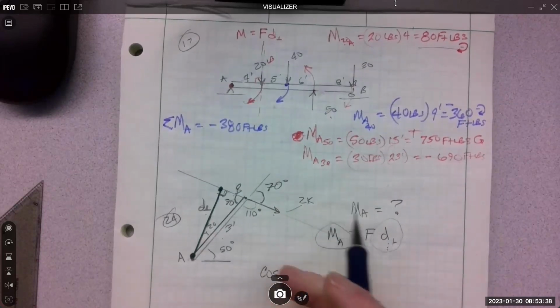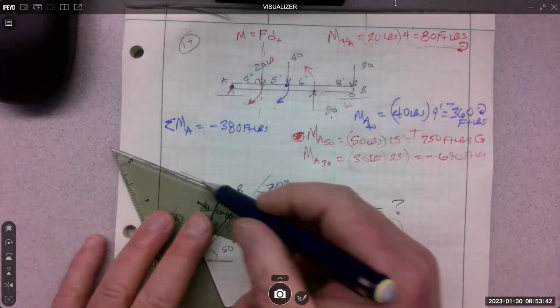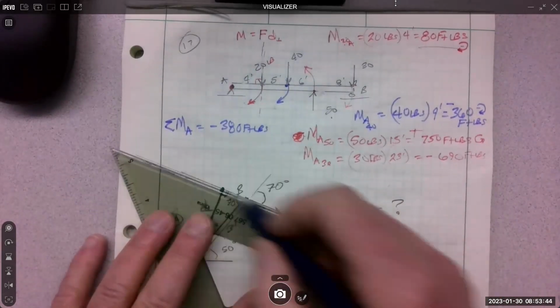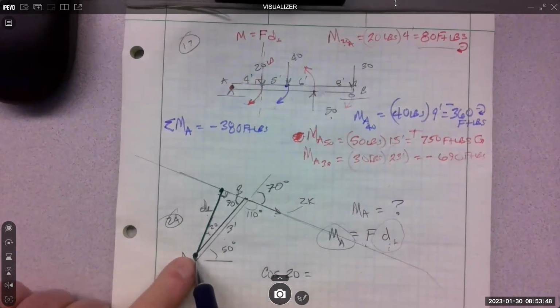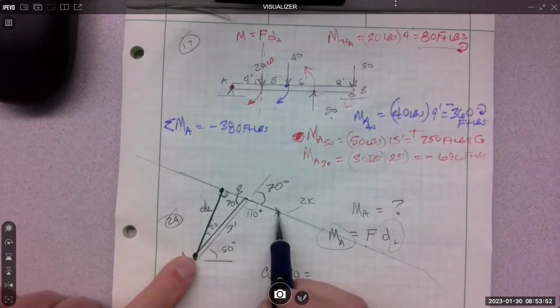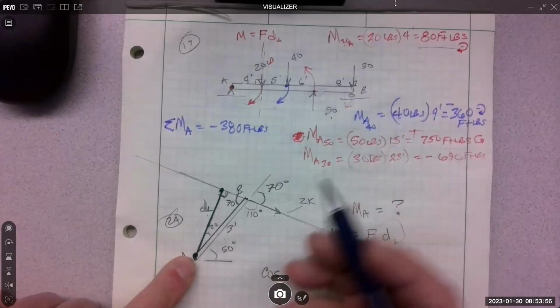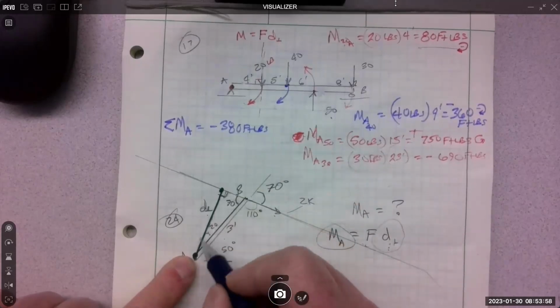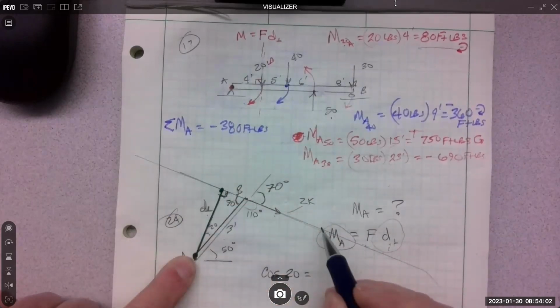So all I did was take the 2K line of action and make it really long. Right? There's the line of action. And then I said, okay, here's my point, that I want the moment about of this force. So I've got to find the perpendicular distance. Where is that? It's where this line makes 90 with this line of action.